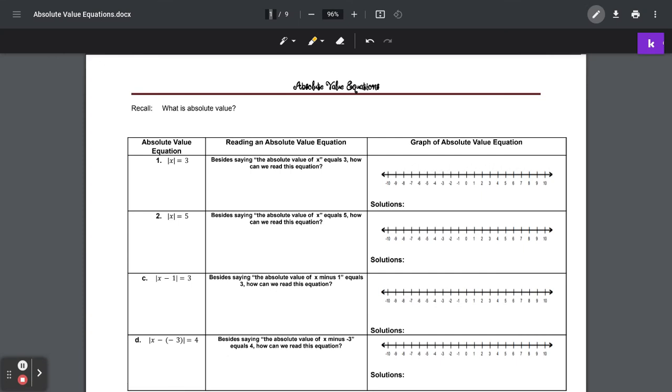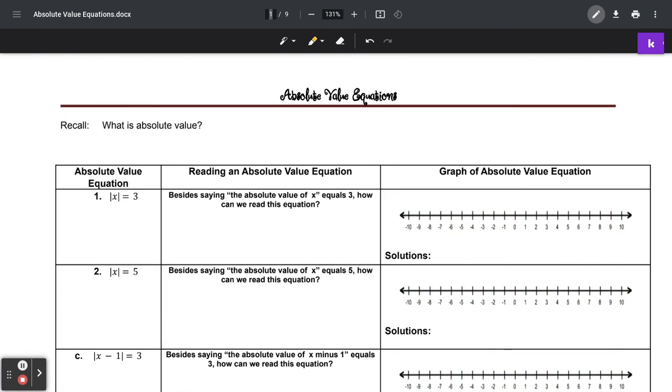All right, so today we're going to talk about absolute value equations. This is going to be completely new. You all haven't seen this before, so let's go ahead and get started, okay? So, what does absolute value mean? What is absolute value? Absolute value, if you all can recall from last year, is a number's distance.